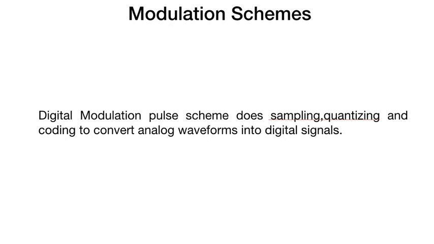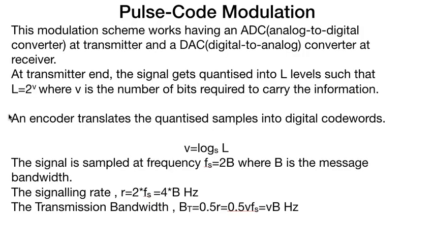Digital pulse modulation schemes do sampling, quantizing and coding to convert an analog waveform into a digital waveform. We know why we do it, but now we are looking at how we do it. First one in this scenario is pulse code modulation. This scheme works with an analog to digital converter at the transmitter and a digital to analog converter at the receiver. At the transmitter end, the signal gets quantized into L levels.